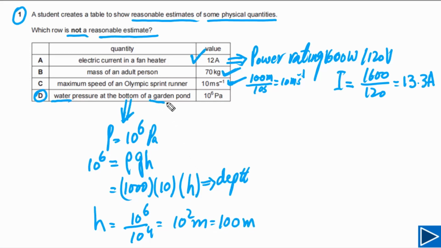This is talking about a garden pond, so it cannot be 100 meters. It can be a few meters, but not 100 meters. So this is not a reasonable estimate. So the answer for this question is D.